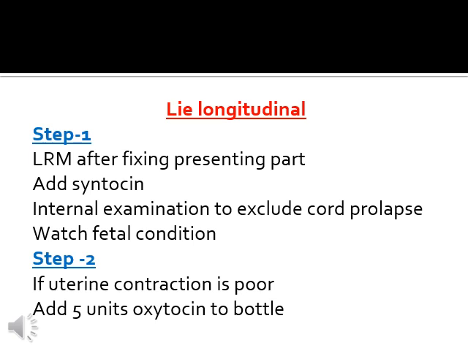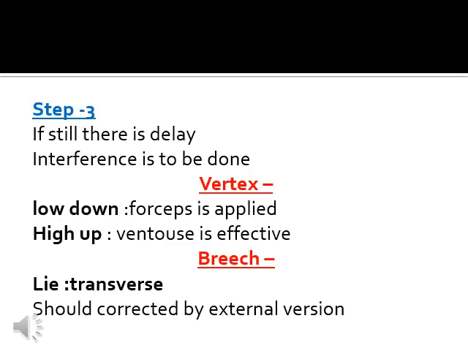Then add oxytocin to the drip. Internal examination to exclude cord prolapse. PV should be done to find out if there is any cord prolapse, and check the fetal condition. You should check the FHS. That is step 1. In step 2, if the uterine contraction is poor, you can add 5 more units of oxytocin to the drip. In step 3, if there is still delay or no progress of labor, interference should be done.